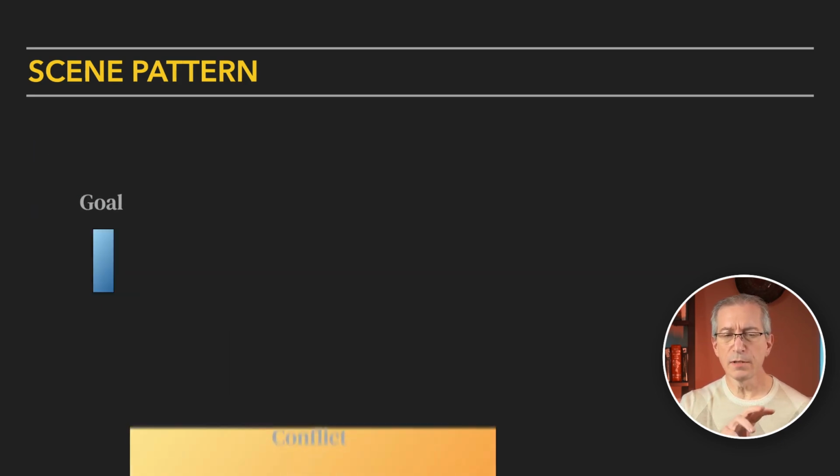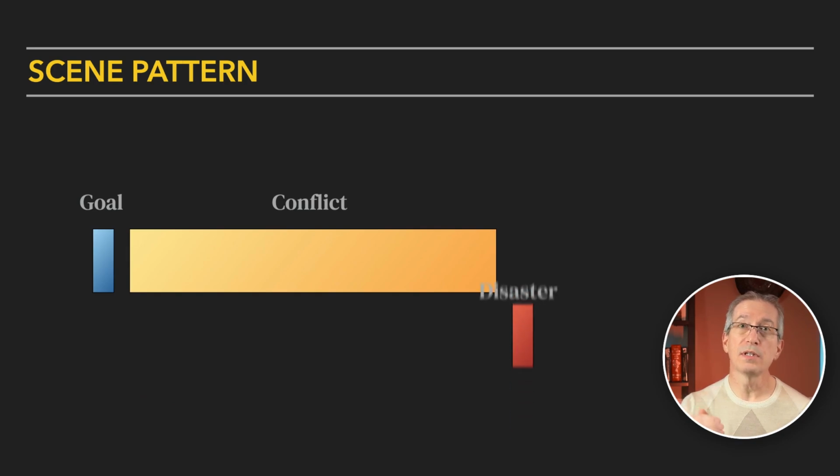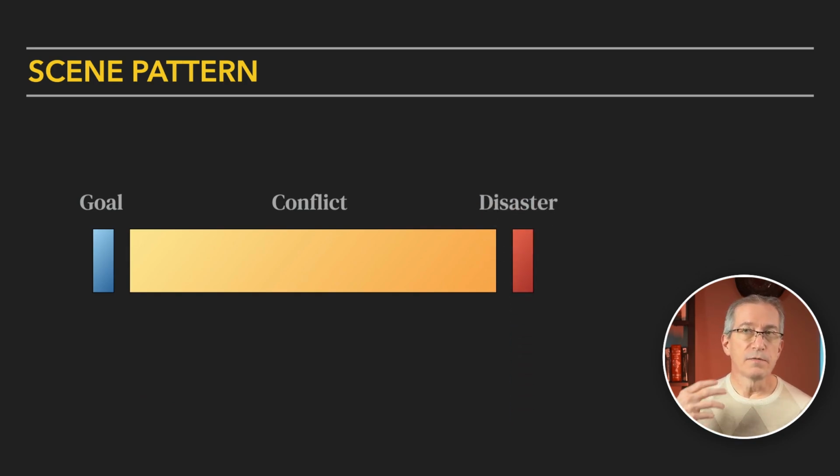And so we have something that looks like this. Scene is a goal in the beginning, and we should have, at the very least, an implied goal. We should know what they're looking for, or better yet, an explicit goal. They should know somehow. Someone else tells them, or they tell themselves what they're looking for. And then there's the introduction and development of conflict, followed by the disaster at the end.